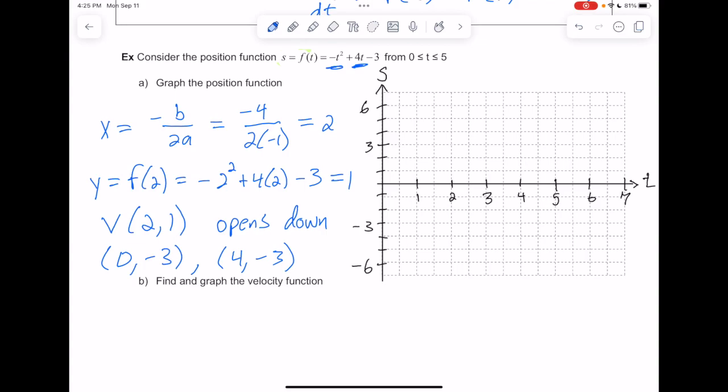But I'm going to just go ahead and plot all of these points that I have. So over 2 up 1 would be right here. We have over 0 down 3. And we have over 4 down 3. So we have a parabola. We know that from the type of function that we're dealing with.